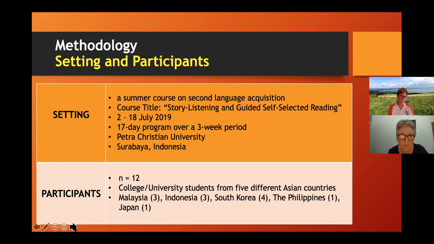And Dr. Mason and I were allowed to propose a course that we wanted to introduce. And so we decided that the name of the course was going to be Story Listening and Guided Self-Selected Reading. So it was not just story listening in class. There was also a guided self-selected reading component to it. There were 12 students, and they were all university-aged students in universities in their own countries. There were 3 from Malaysia, 3 from Indonesia, 4 from South Korea, 1 from the Philippines, and 1 from Japan.